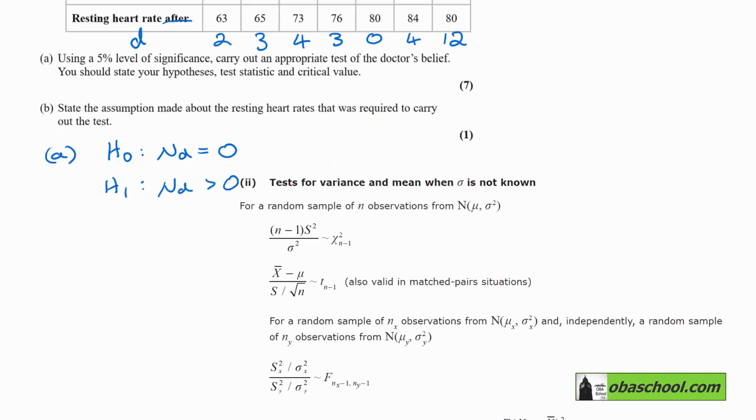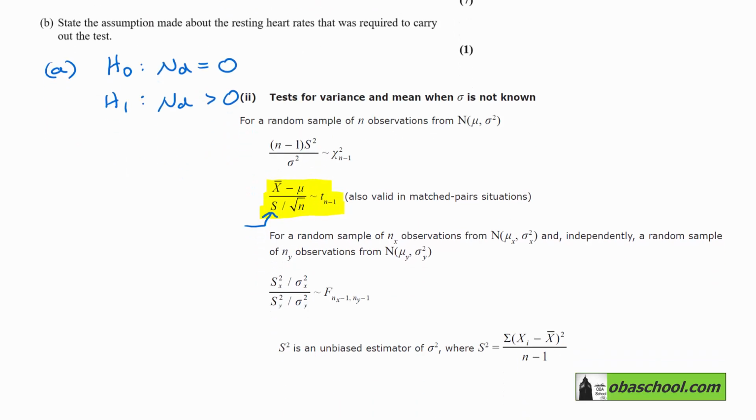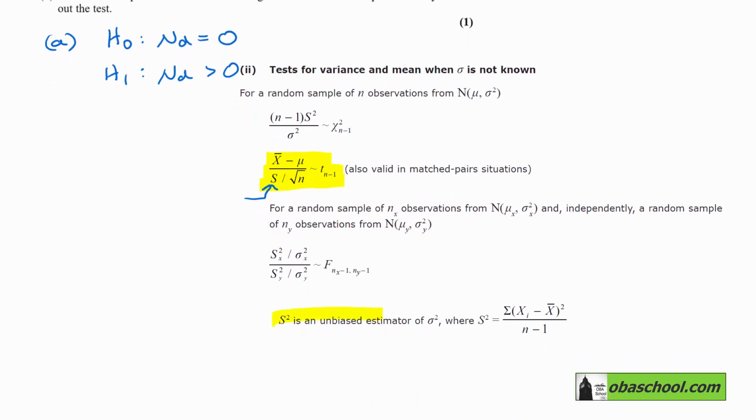Now going to the formula booklet, test for variance and mean when sigma is not known. This seems like an appropriate statistic which we can use with the t distribution. We don't actually know S at the moment, but we can use this, which is also from the formula booklet. S squared is an unbiased estimator of sigma squared, where S squared is given by this formula just here. So we can do that calculation.